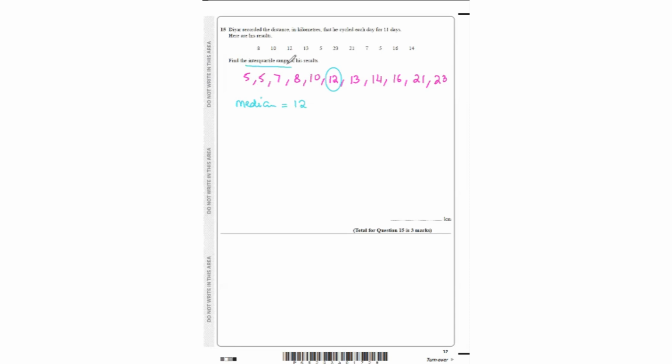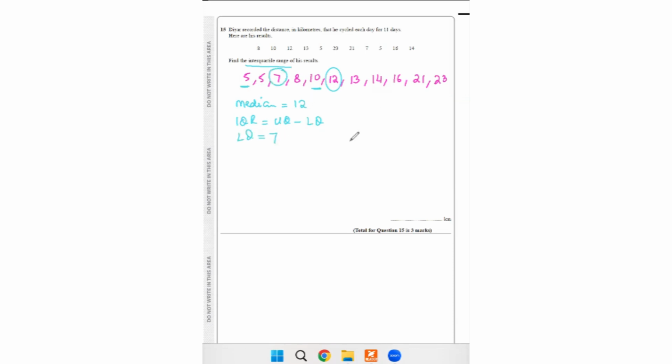Now, they want us to find the interquartile range. For the interquartile range, we need to find the difference of the upper quartile and lower quartile. For the lower quartile, we find the middle value of this value and this value. So that's 7. And for the upper quartile, we find the middle value of this value and this value, which is 16. So the interquartile range would be 16 minus 7, which is 9.